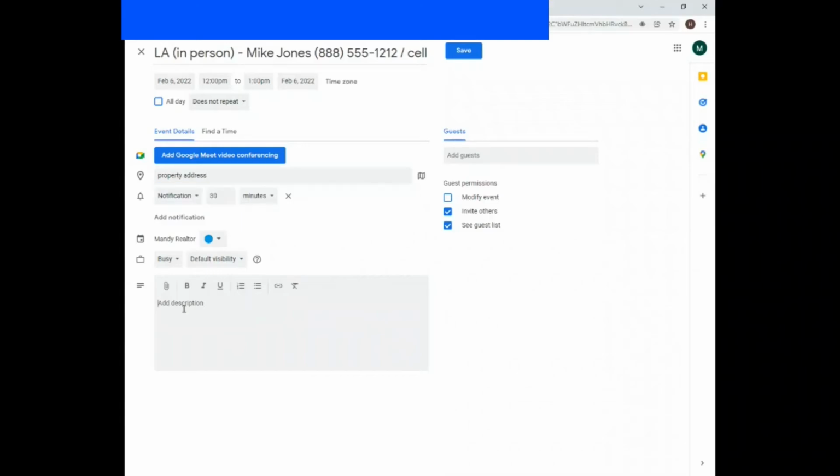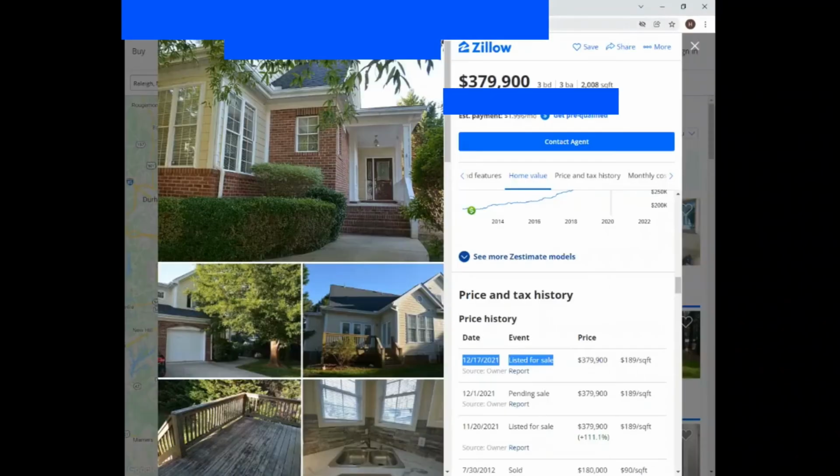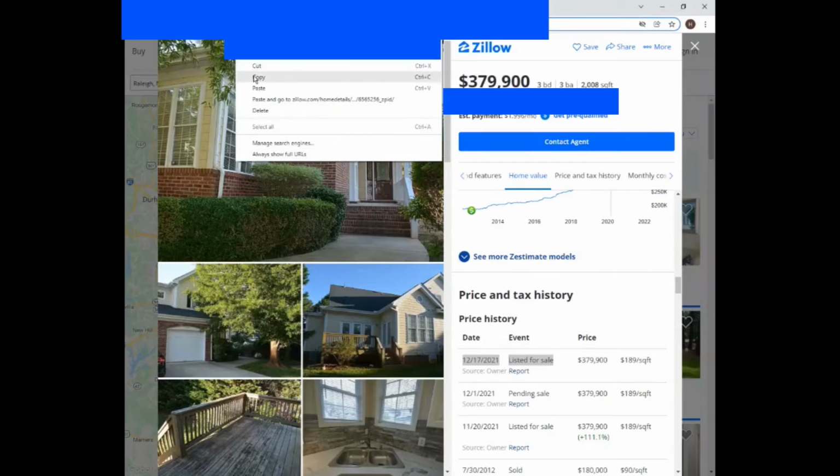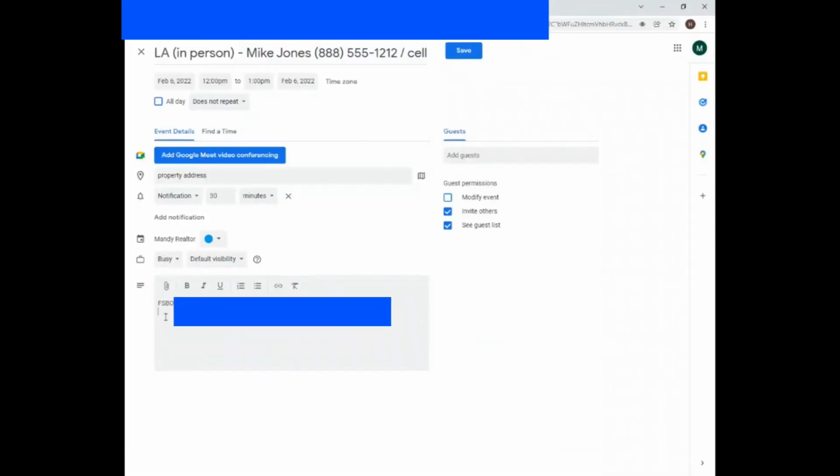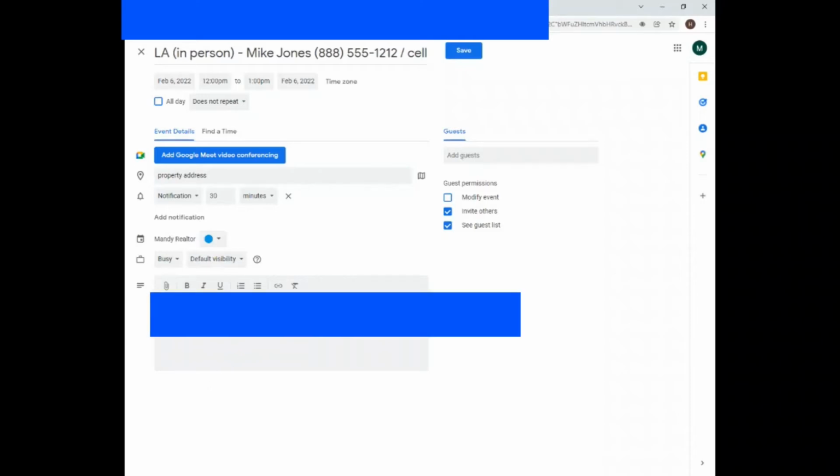And then here I also want to put down, where did I find this listing? Where did this come from? Well, this is a for sale by owner. And then I also want to copy and paste the link from the listing into the calendar invite as well. This will enable my agent to actually pull it up for themselves.